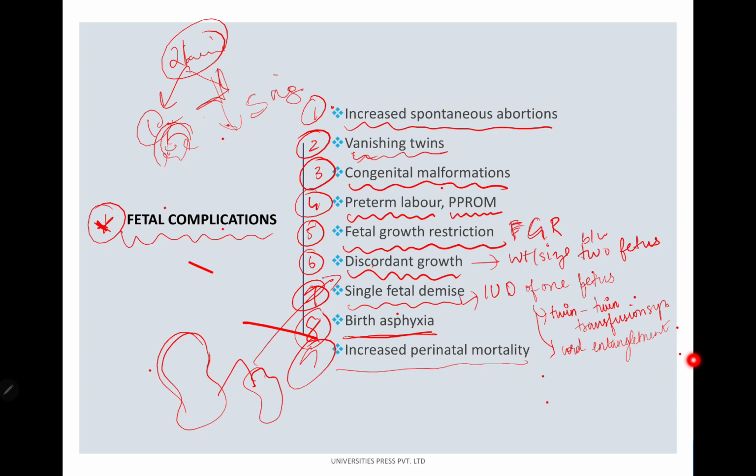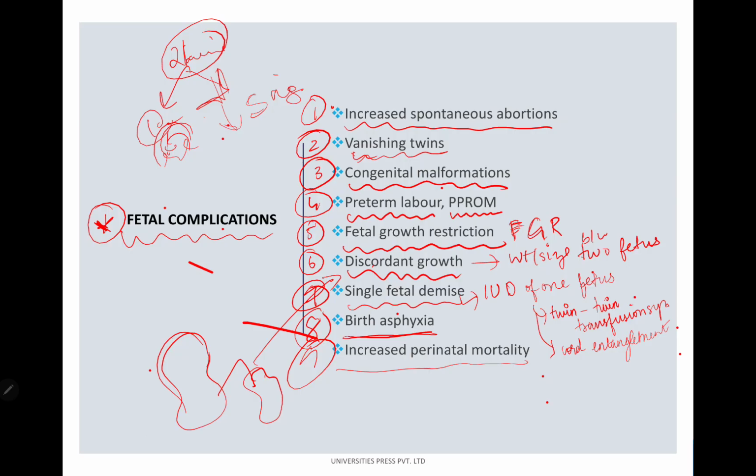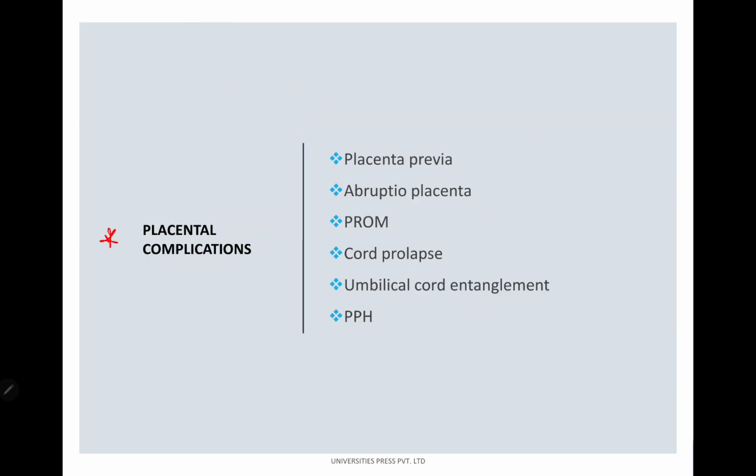What is single fetal demise? There may occur intrauterine death of one fetus. It may be either due to a twin-to-twin transfusion syndrome or cord entanglement. The ninth important complication, that is birth asphyxia, and the last one is increased perinatal mortality. So there is a high chance of increased perinatal mortality in case of a multiple pregnancy. So we are done with fetal complications, and now we are going to move on to placental complications.